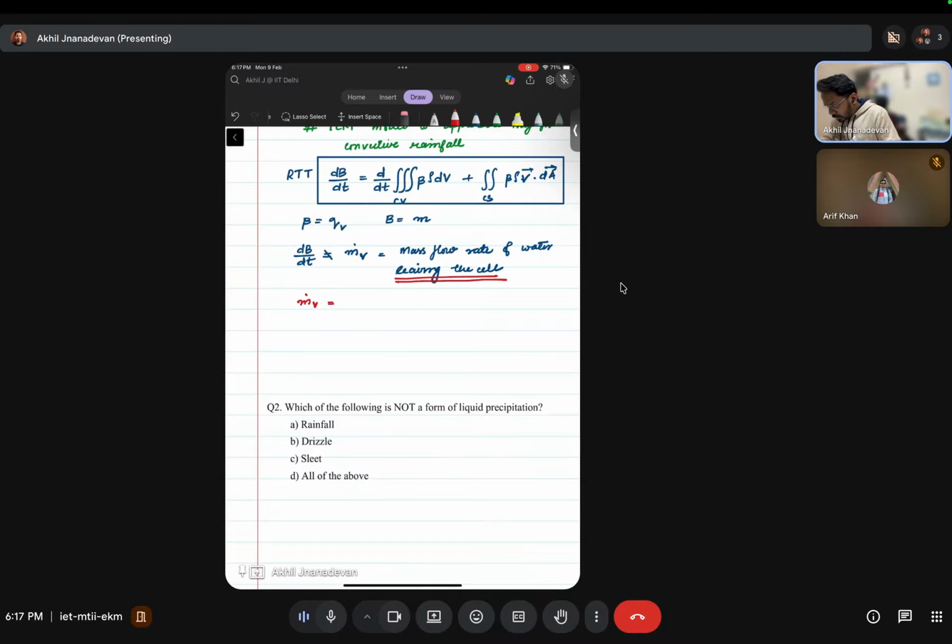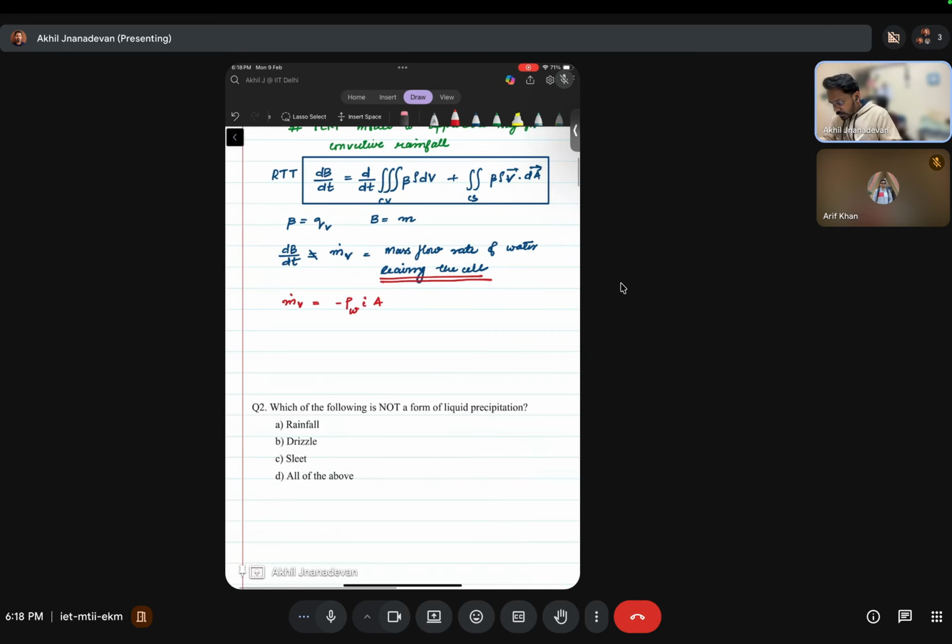So that will be equal to the mass flow rate. The mass flow rate will be equal to the density of water times the intensity times the area. This is the equation for the mass leaving the cell. To make it clear, we can start with the definition of density. Mass is nothing but density of water times volume, right?